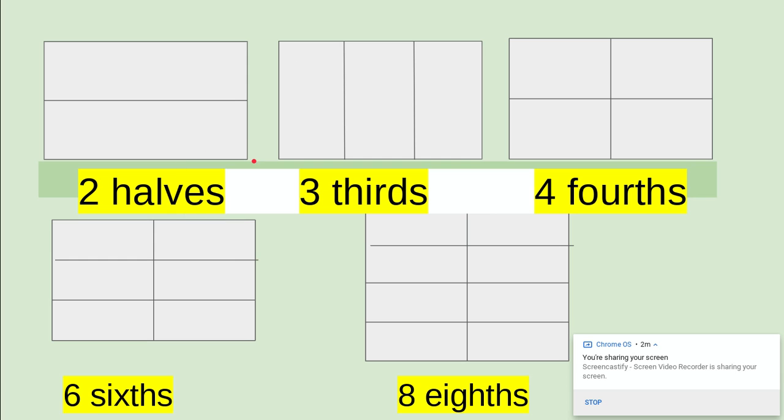So this is basically what we just discussed. And if you're able to pause the video, I would pause it. You might want to write these down. They're great reminders as to what they look like and what they're called.